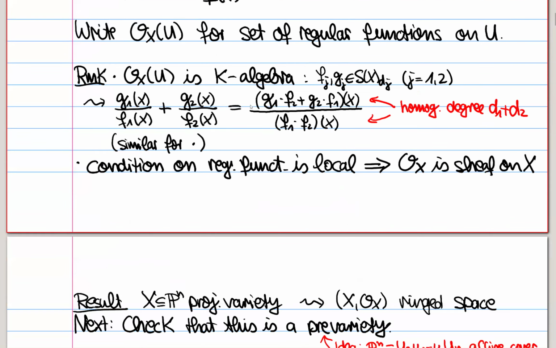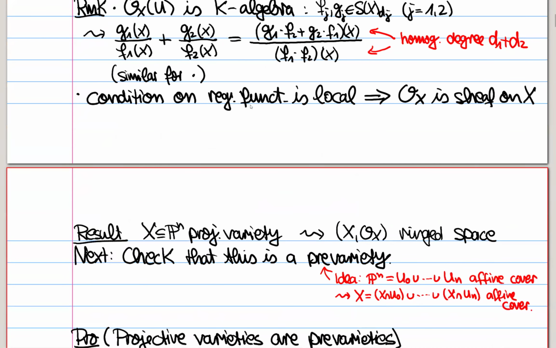And so this means that when X is a projective variety, then we get a ringed space (X, O_X) like this. And then what we're going to do in this video is check that this is indeed a pre-variety. So we need to find a cover by affine varieties. And the idea is, as before, that P^n has this affine cover by U_0 up to U_n by copies of the affine space A^n. And then X sits inside here.